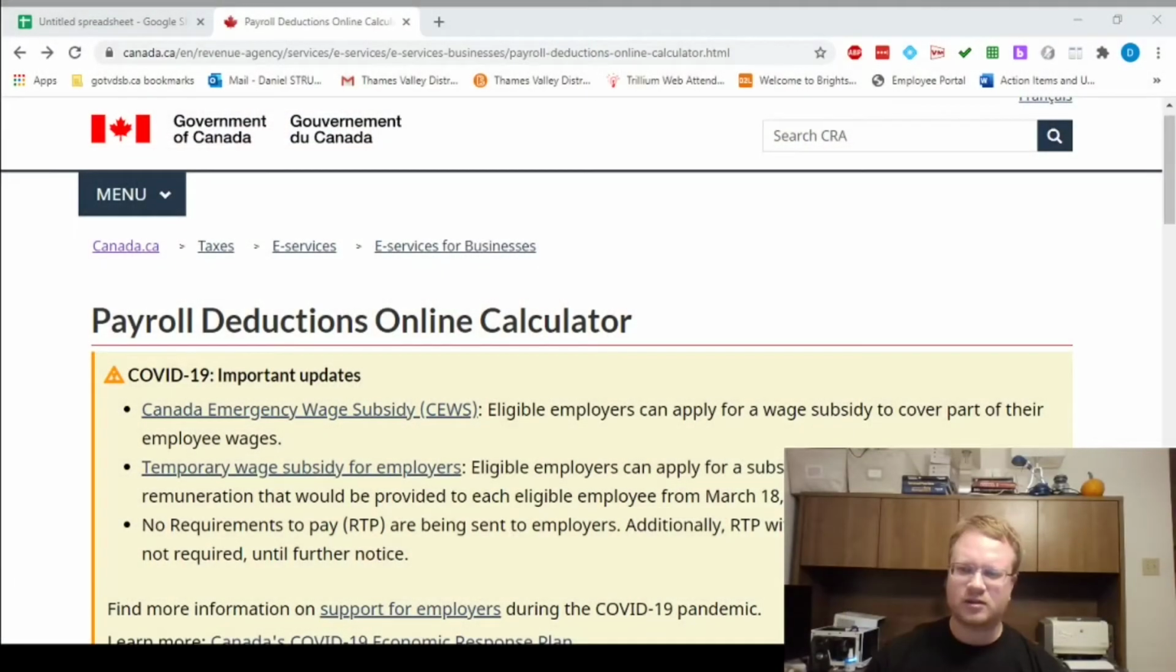The next question we might ask ourselves is how do we know how much the deductions are? How do I know how much money I should be sending to the government? How do I predict how much my take-home pay will actually be? How do I make sure that my employer is paying the right amount of money to the government and I'm not going to suddenly owe a whole bunch at tax time at the end of the year? And the way we can check that is with the Payroll Deductions online calculator.